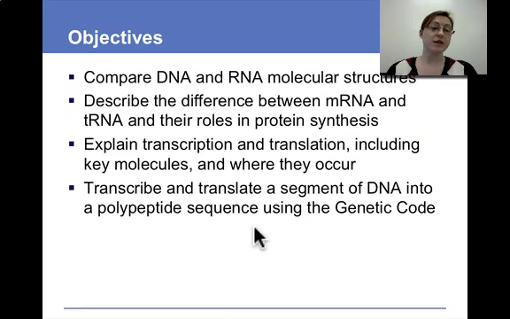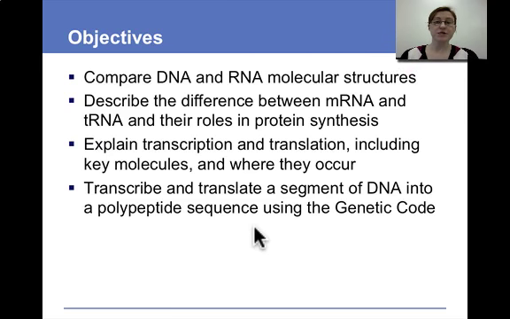Here's the list of objectives that you should be able to accomplish after watching this OV. Make sure that you read them over, and when you get to the end of the OV, come back and try and answer those questions with multi-sentence answers.